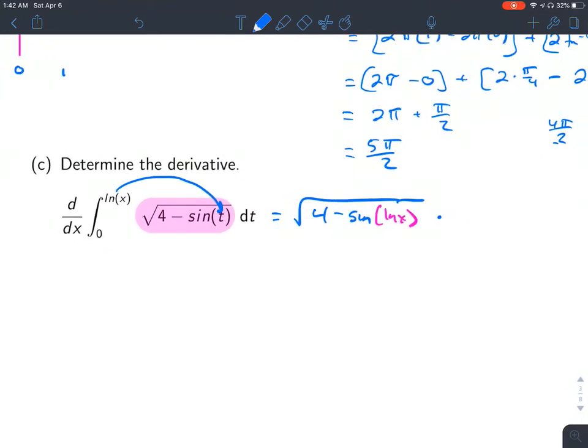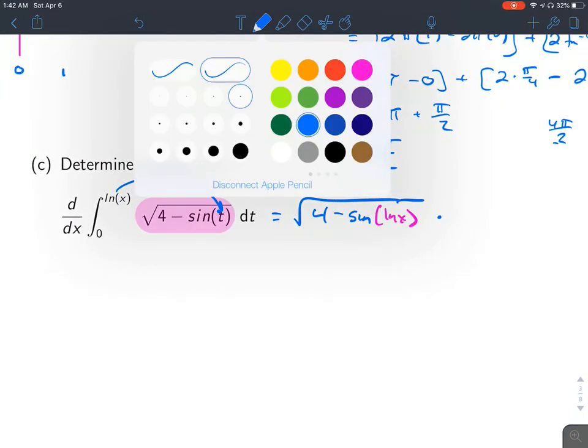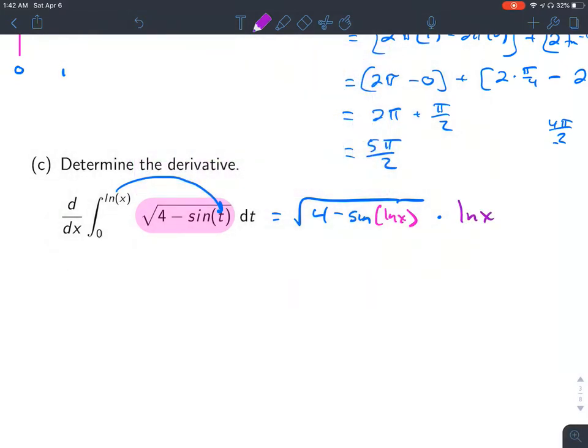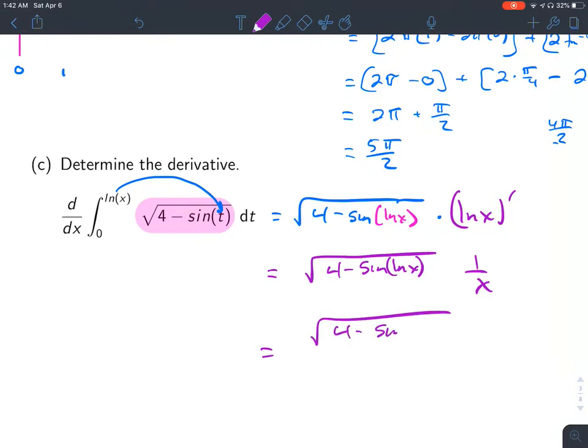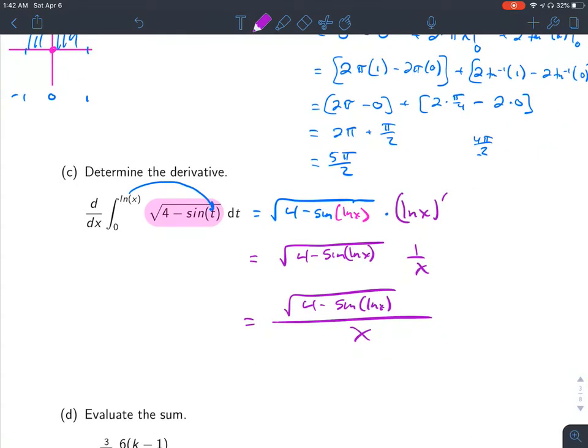Then you multiply it by the derivative of the upper bound. It's the chain rule, essentially. That's what just happened. Natural log of x integrates, its derivative is 1 over x. So that means this ends up being four minus sine of natural log of x divided by x when you put that together. Pretty confident about that.